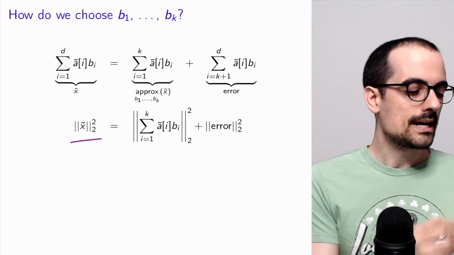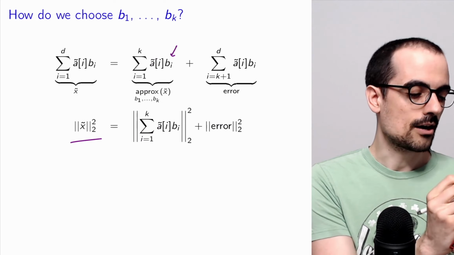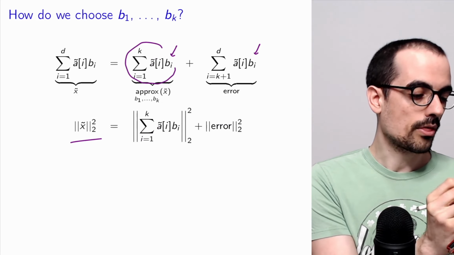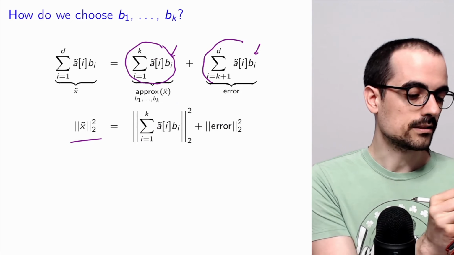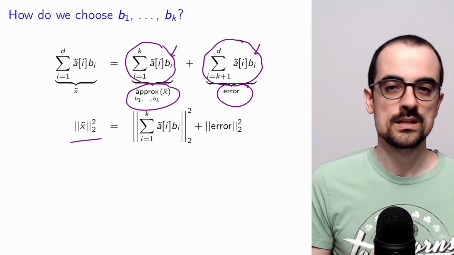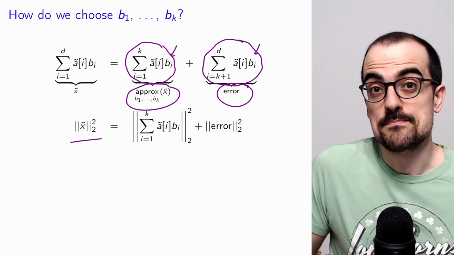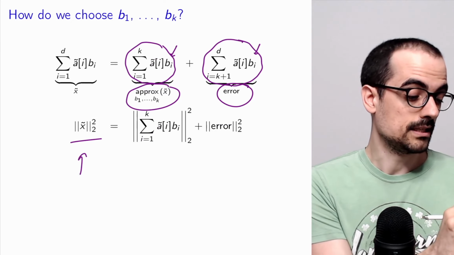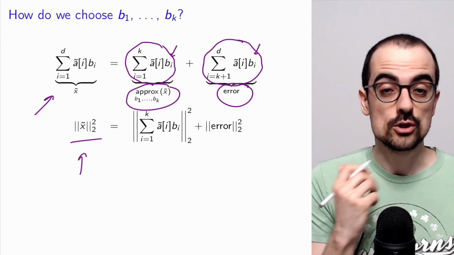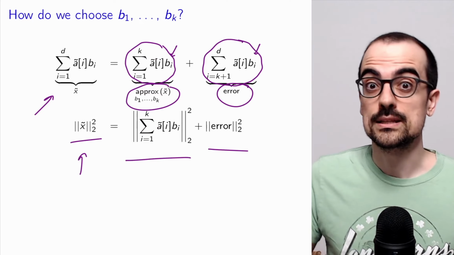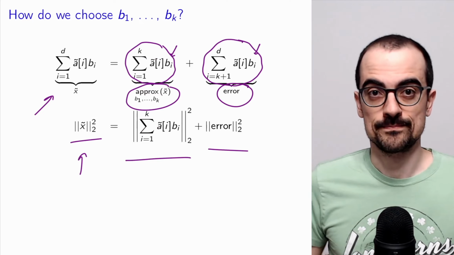Now, if you realize, because these guys are all orthogonal, this whole vector is orthogonal with this whole vector. Okay, the approximation is orthogonal with the error. So, by Pythagoras' theorem, the squared L2 norm of this vector is going to be equal to the sum of the squared L2 norms of the two components.